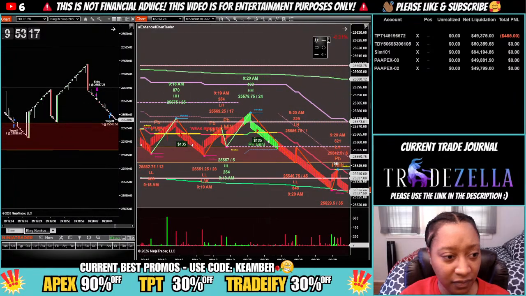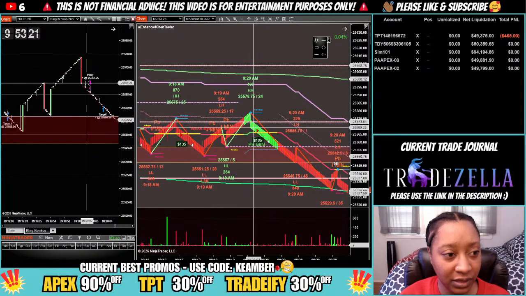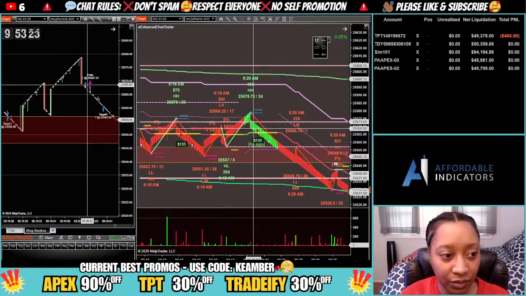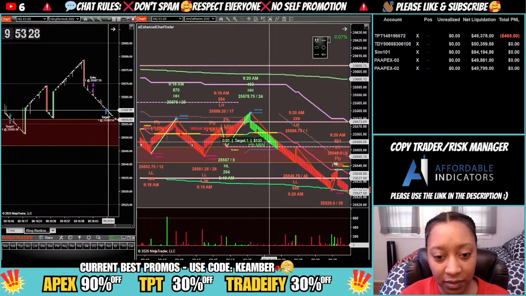I'll take it. Now this one's a better example here. We pushed off of resistance. There was very little drawdown, maybe a point of drawdown. Then we pushed down and won in 1 second.